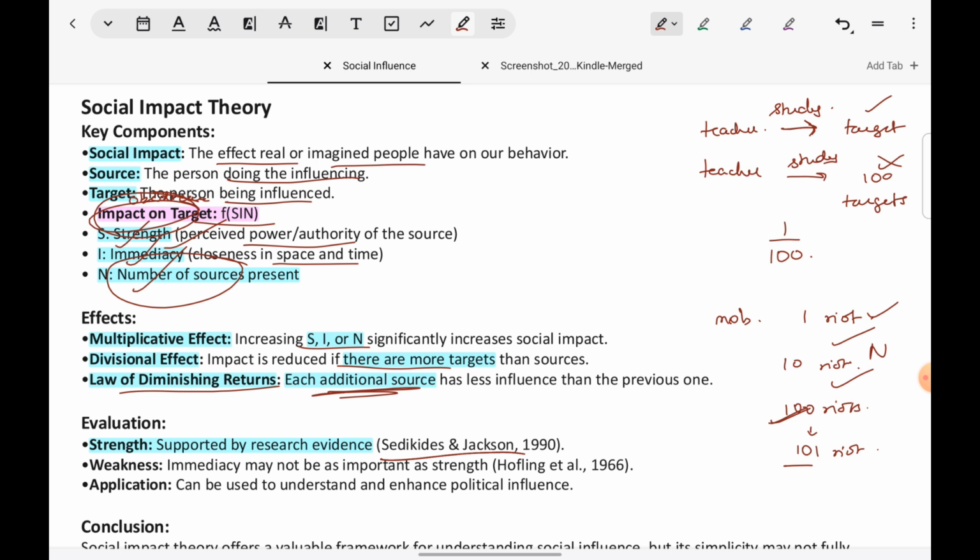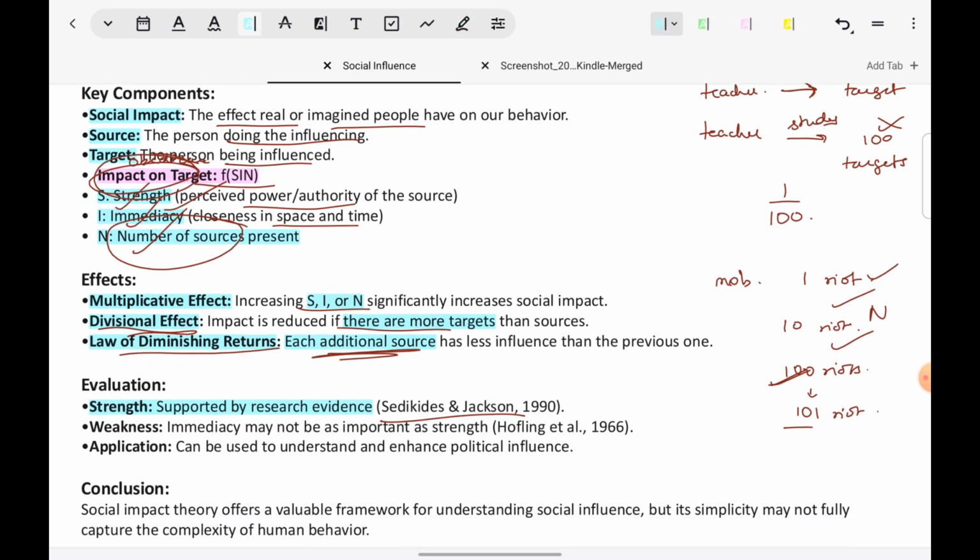Also, as the number of individuals, that's the targets, who were being instructed not to feed the animals increased, by that proportion the impact of telling them not to feed the animals decreased, which we had seen in the case of the divisional effect. So the multiplicative and divisional effects both were represented in this study, both were investigated empirically. You can take it as a field experiment, and both were demonstrated, that yes, both the effects do actually take place in the real world. This gives ecological validity to this theory.